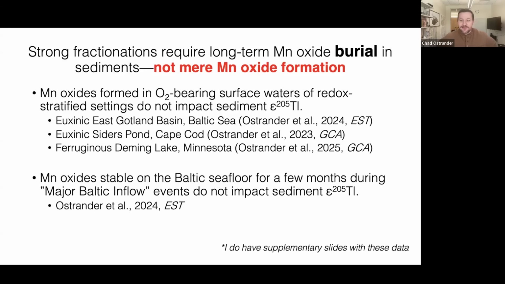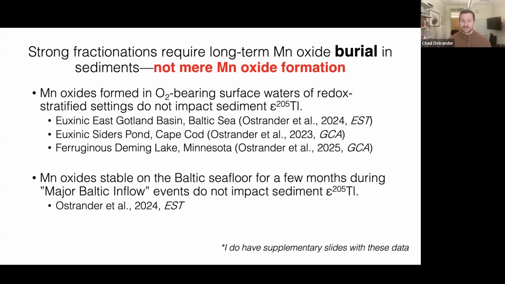We've been studying manganese and thallium cycling in different redox stratified settings today, where manganese oxides can form and are stable in oxygenated surface waters. But as you go deeper in these water bodies, the waters are anoxic, the manganese oxides sink, they dissolve, and the thallium is also spit back into the water column. There's no net fractionation in the sediments from these settings.